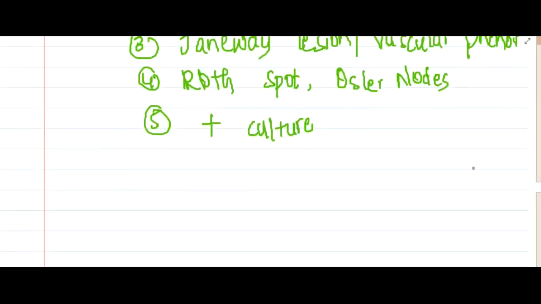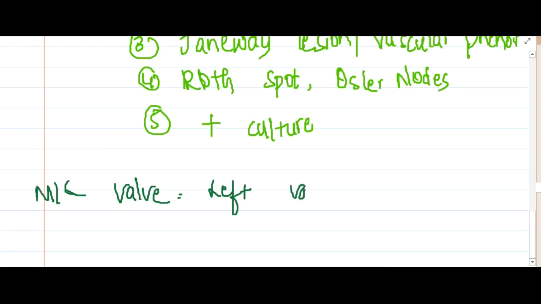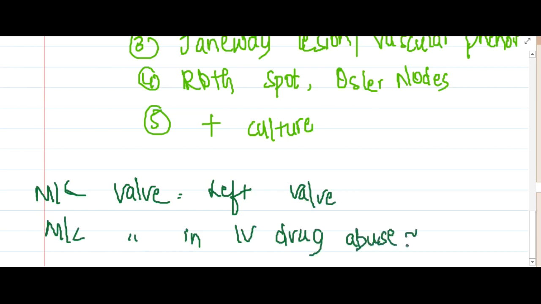If you were asked two one-liners: what is the most common valve involved? The left-sided valve is most commonly involved. What is the most common valve involved in IV drug abusers? In IV drug abusers, mainly the right-sided valve is involved.